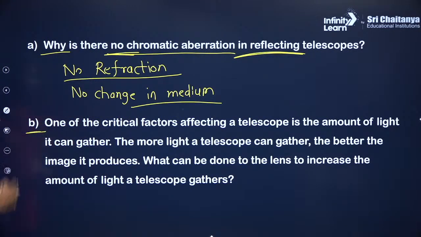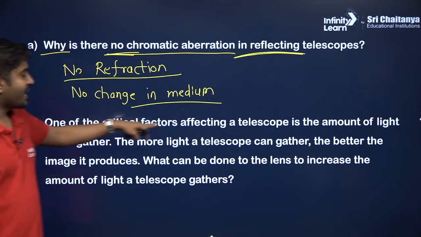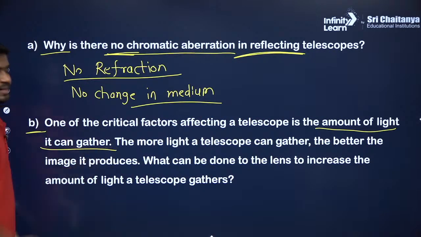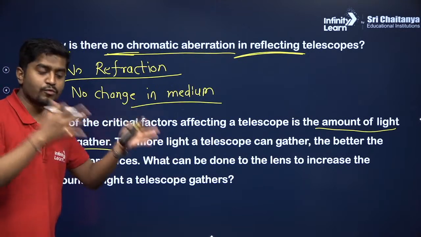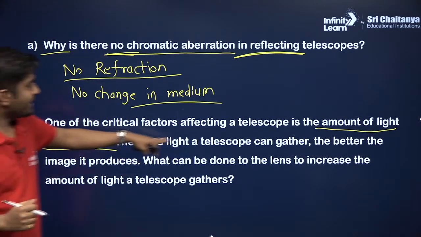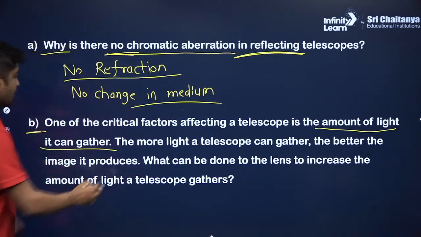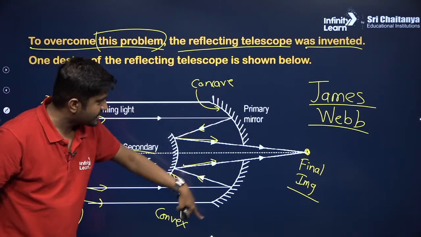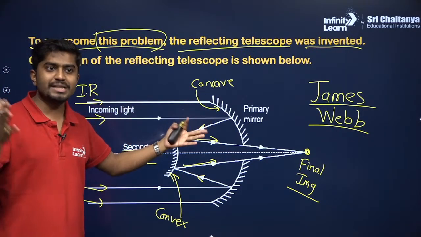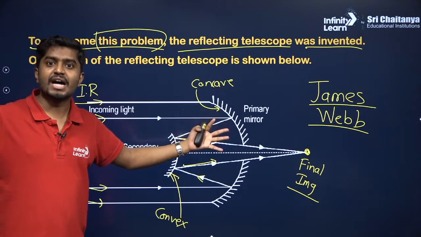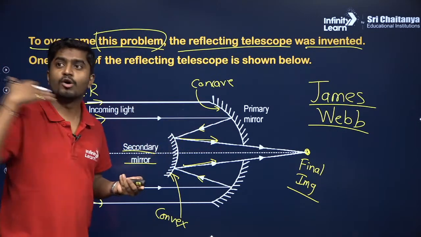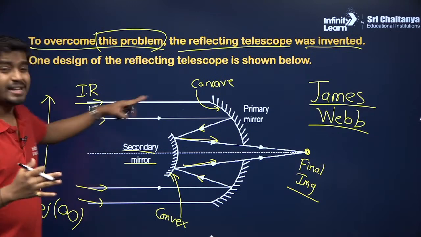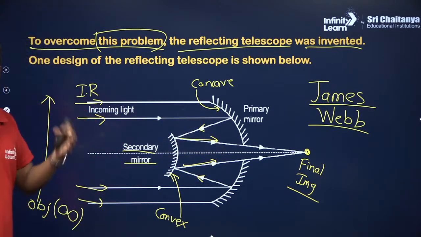Let's do part B of this. One of the critical factors affecting the telescope is the amount of light it can gather. So how much light can fall onto the telescope. The more light a telescope can gather, the better the image it produces. For example, in a reflecting telescope, the primary mirror is very large. Have you seen the James Webb telescope? The primary mirror is very large, more than the size of this small room. I don't know the exact value, but it is very large. You can check online what its diameter is.